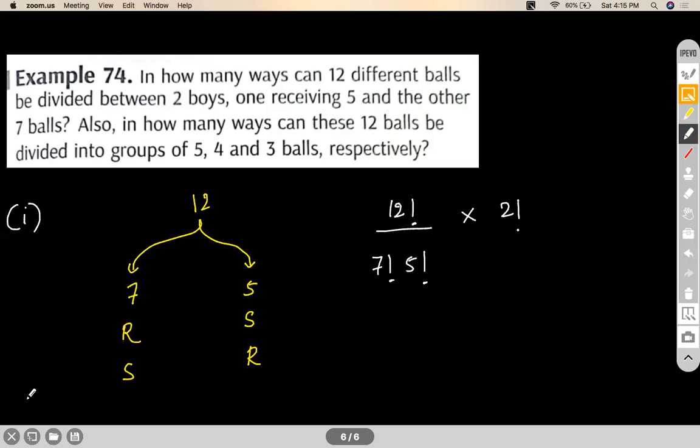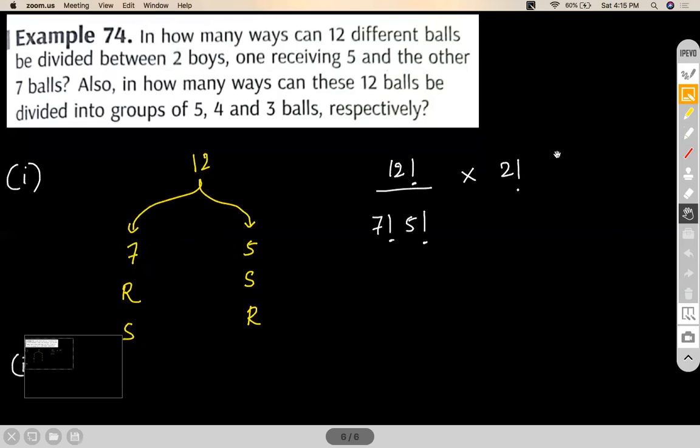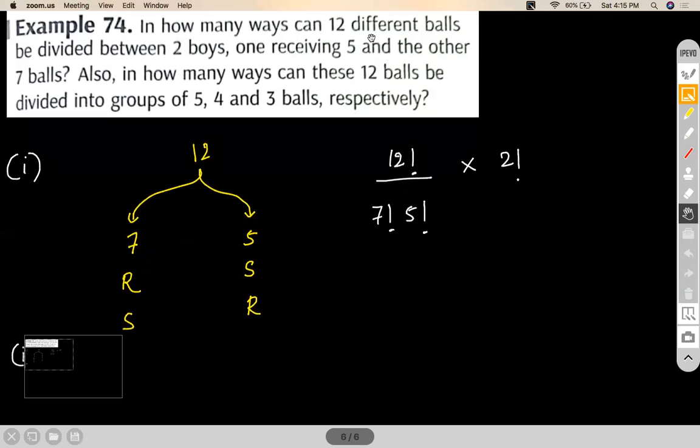Second part of the question, let us try to attack. In how many ways can these 12 balls be divided into groups of 5, 4, and 3 balls respectively? Now, equal size group or unequal size groups? Unequal, correct? Order is important or order is not important? Order is not important, absolutely.